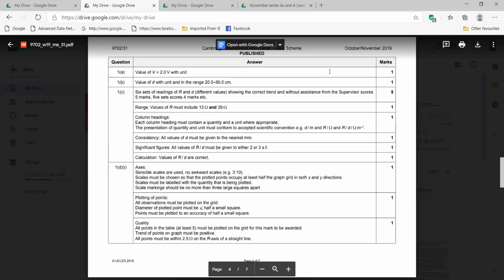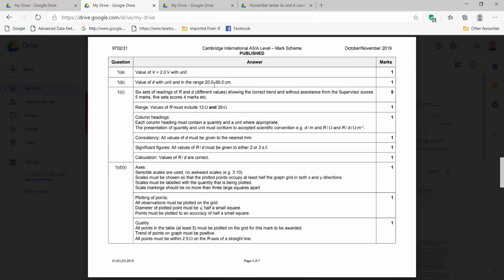Value of D with unit and in the range 20 to 90 centimeter. So for your D, they already told you to take nearly half. So even after that, they are generous. Even if you are not taking approximately half, you should maintain this range, right?